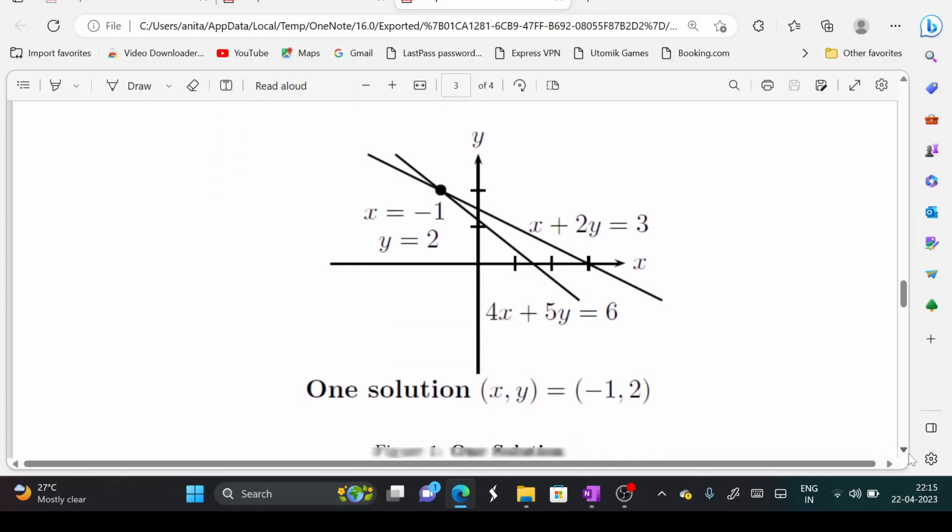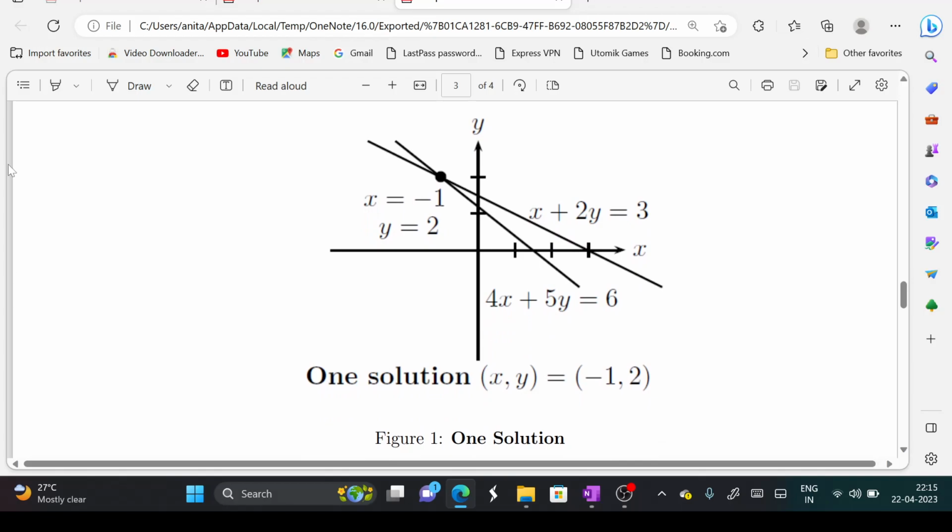Now, let us consider this. Observe here, what is the system of equations we have considered? It is x plus 2y is equal to 3, 4x plus 5y is equal to 6. Now you observe the coefficient of x ratio is 1 by 4, coefficient of y ratio is 2 by 5. That means they are not the same, hence the system of equations has a unique solution or one solution.